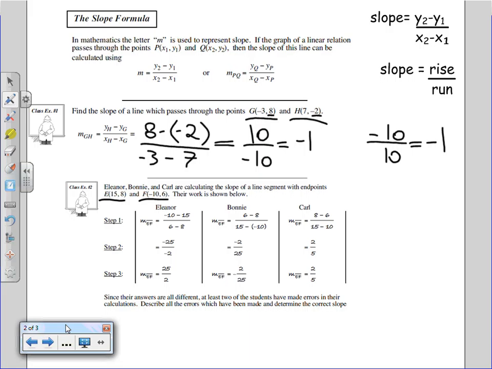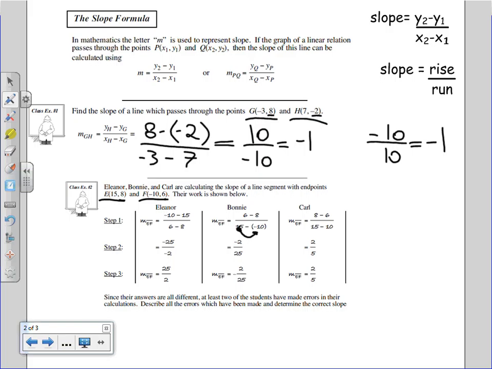Bonnie. She started off a little bit better. She chose her y values to go on top. So she took 6 and she subtracted 8. Are we good still? Yeah, she hasn't screwed up yet. Let's see if she screws up here. She takes 15 and she subtracts -10. So she chose x values. Are we happy? Why aren't we happy? She flipped them. So since on the top she chose f minus e, on the bottom she has to choose f minus e. So she's got to reverse these two. So she screwed up too.